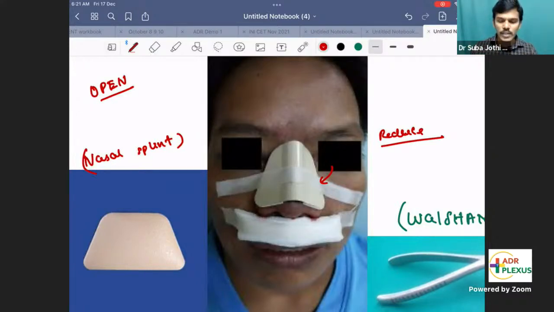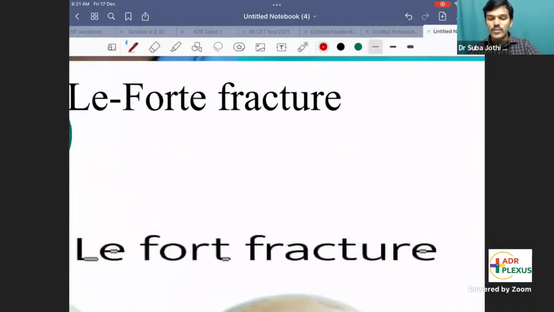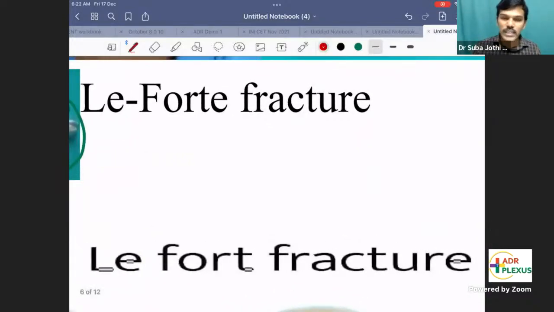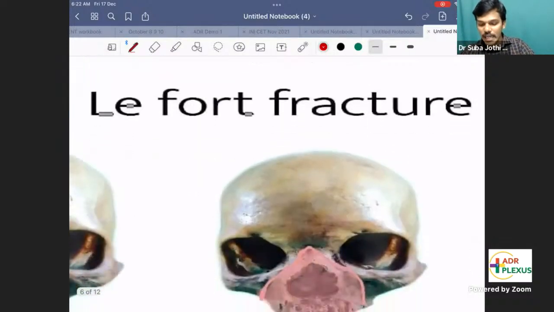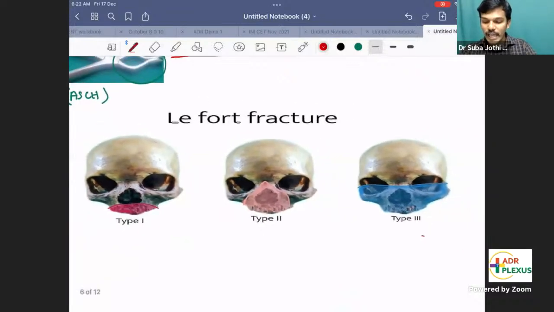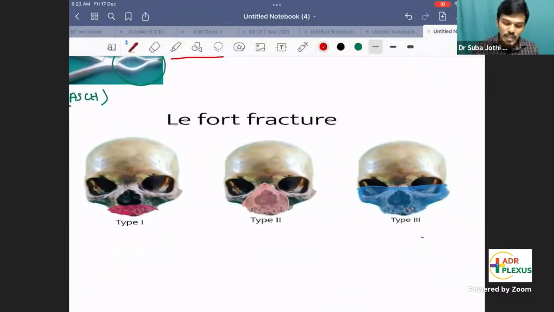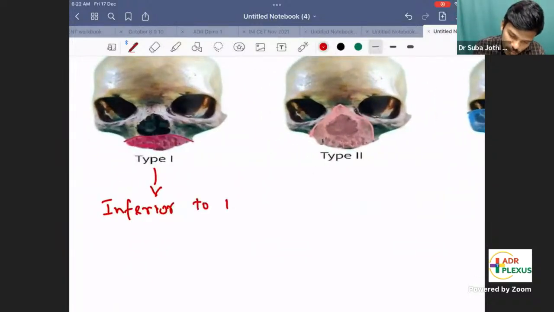Now we can enter into the next topic, Le Fort fracture. What does Le Fort fracture mean? Le Fort described the pattern and complex fracture lines involved in the face. The fracture line following a road traffic accident can be of three types. One is type 1, inferior to the nasal cavity.